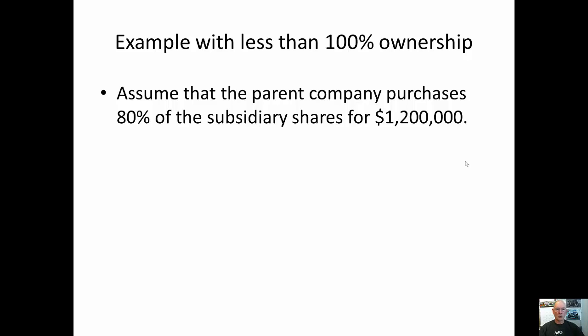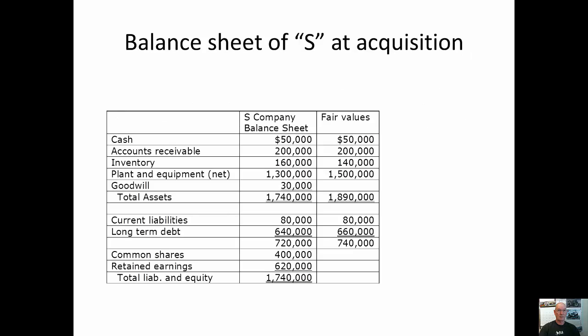So the first video dealt with 100% ownership and three basic examples. In this video, we're just looking at how to calculate goodwill with less than 100% ownership. So here's the example that I'm using. We're a parent company, and we purchase 80% of the shares of a subsidiary for $1.2 million. So we didn't buy the whole company, but we certainly purchased controlling interest, and therefore consolidated financial statements are required.